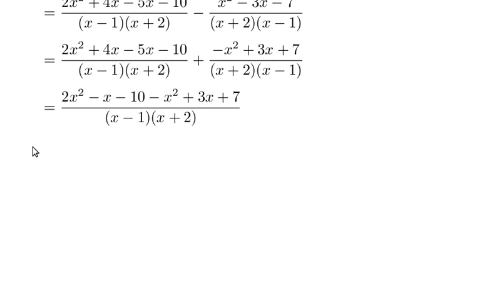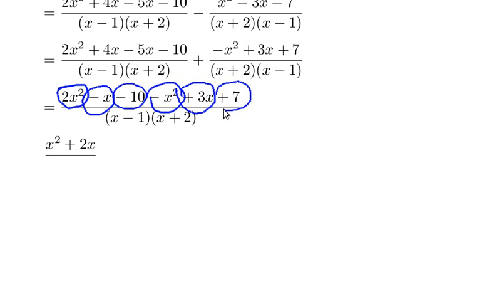Now we combine like terms again. So we have this 2x squared minus x squared. That'll make this just x squared. And then this minus x plus 3x. I said squared here, I didn't mean to. Minus x plus 3x will give you plus 2x. And then this minus 10 plus 7 will give you minus 3. And then still all over x minus 1 times x plus 2. And of course this is all equal.